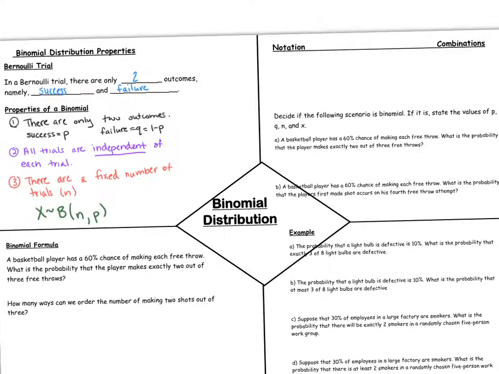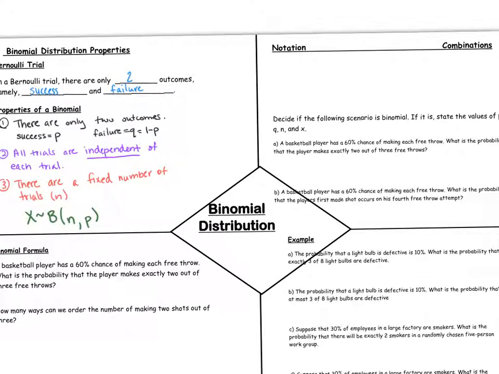Let's establish some of the notation. Here are the things you need to have for a binomial. You need to know what P is. P is equal to the success rate, and Q is equal to the failure rate. N is the fixed number of trials. And then we're going to use one more variable, which we call X. Capital X is going to equal the number of successes.